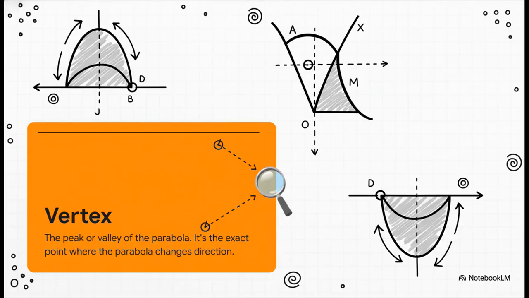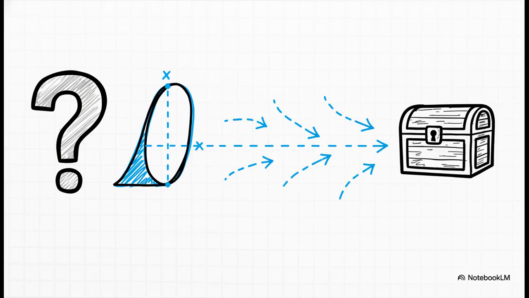And here it is, the star of the show. The vertex. This is the lowest possible point if your parabola opens up, or it's the highest point if it opens down. It's that exact spot where the curve stops going down and starts going up, or vice versa. It's the turning point. So, how do we find this magical axis of symmetry that leads us straight to the vertex? Well, it's not a guessing game. It all comes down to one incredibly useful and surprisingly simple formula.